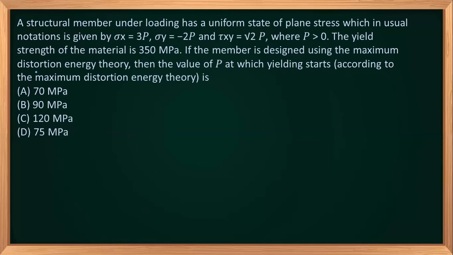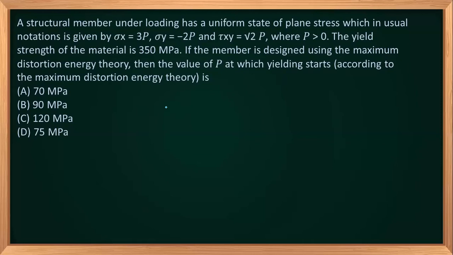This says that the structural member under loading has a uniform state of plane stress. It's a plane stress condition, with the usual notation given as sigma x equal to 3p, sigma y equal to 2 minus 2p, tau xy equal to root 2p, where p is greater than 0.